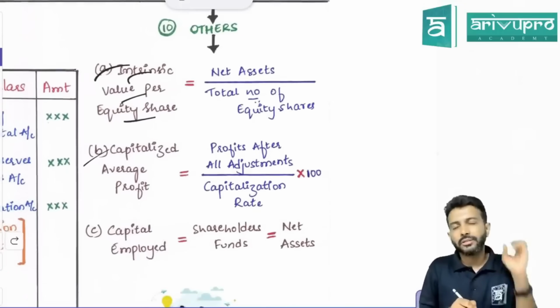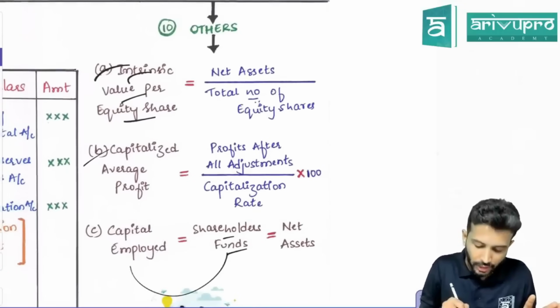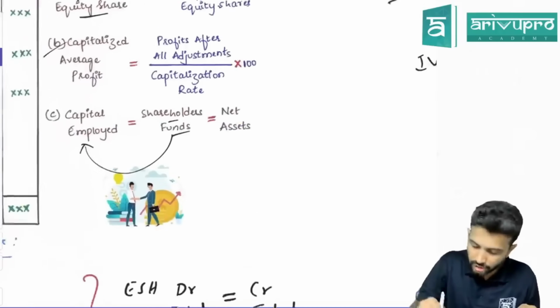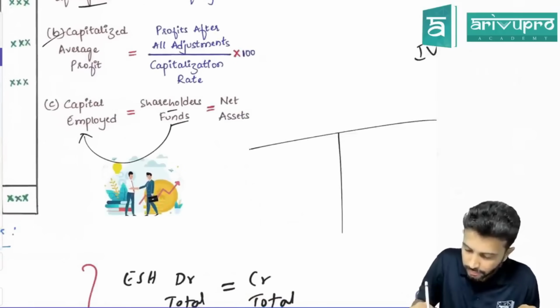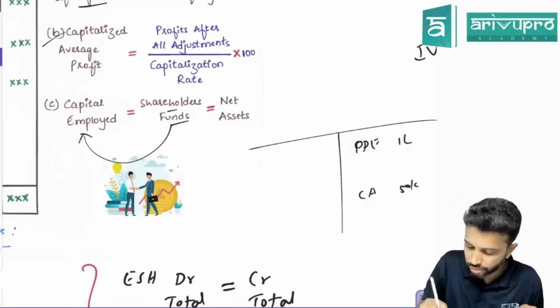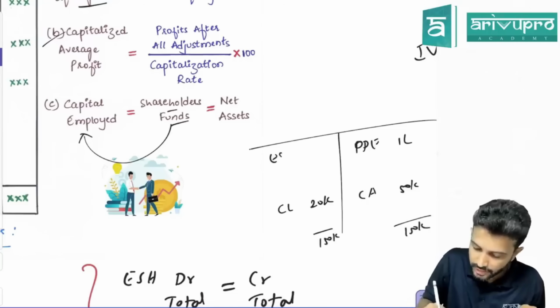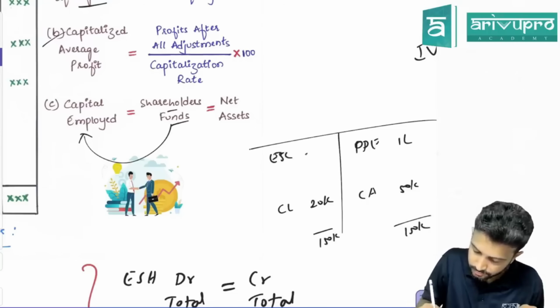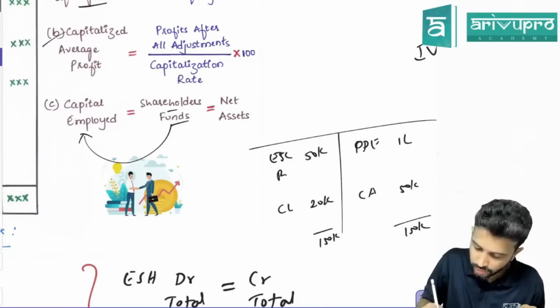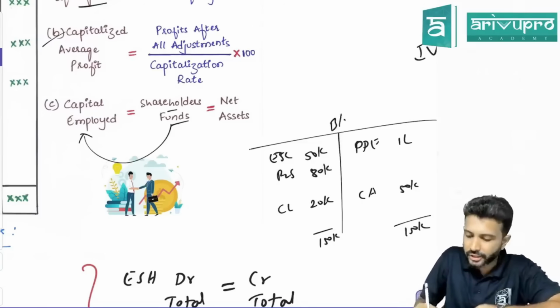Next, net assets is nothing but your shareholders' funds. It is nothing but your capital employed, a different name. Just to give you an example, a balance sheet: let's say we have property, plant and equipment 1 lakh, current asset 50,000, current liability 20,000, so this is 150, and this also should be 150. Let's say equity share capital is 50,000 and reserves and surplus is 80,000. A simple balance sheet constructed in T format.